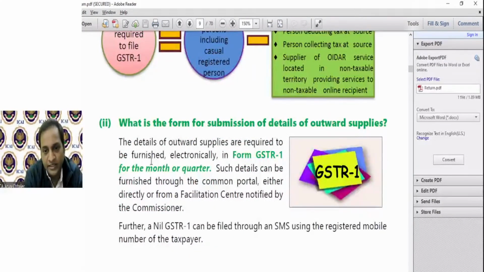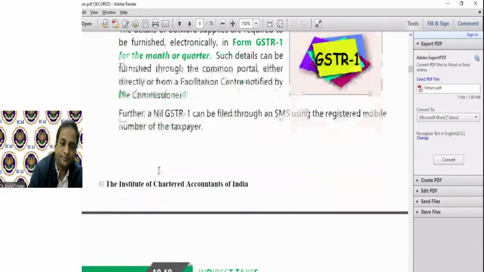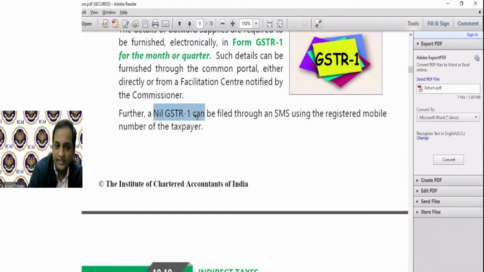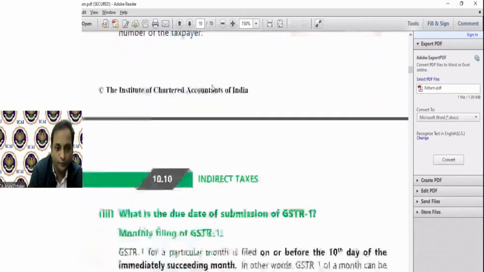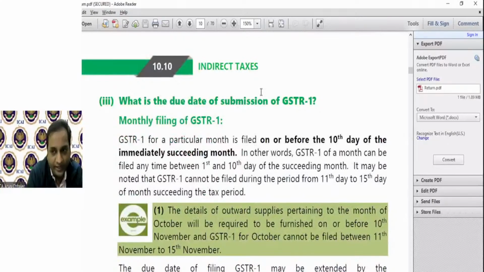The form number is GSTR-1. We can file the nil GSTR-1 through SMS also. What is the due date of the GSTR-1? Now the due date of the GSTR-1 depends upon whether the registered person has opted for monthly GST return or QRMP. What is the full form of QRMP? Quarterly return, monthly payment of tax.